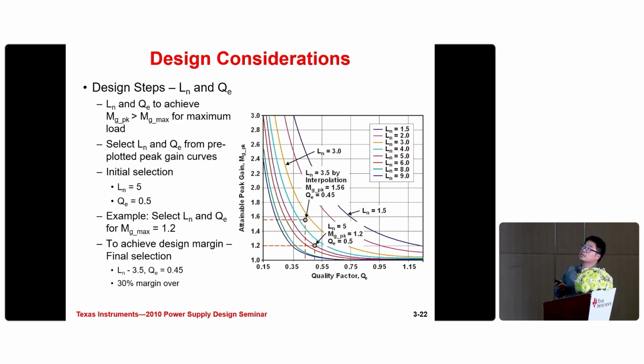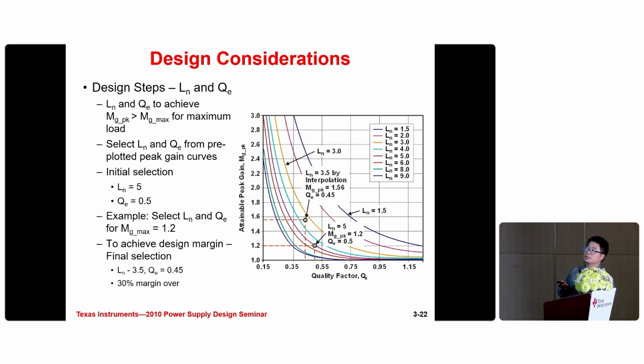And this part is about how to select the LN and the Q. We should select the proper LN and Q to make sure the peak gain of the converter is larger than the gain required for the maximum load. So we can start with this.